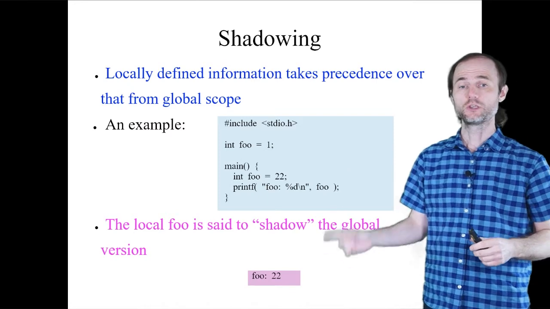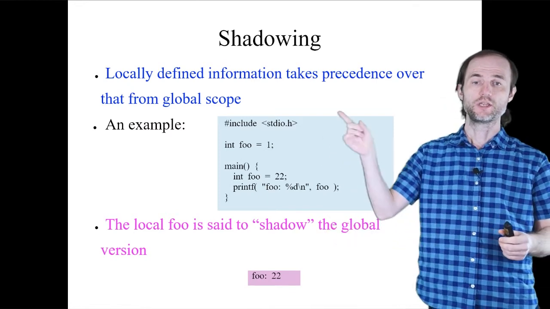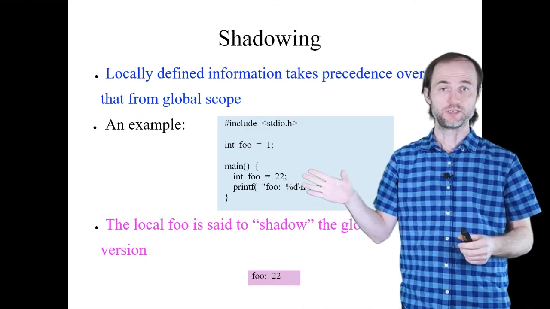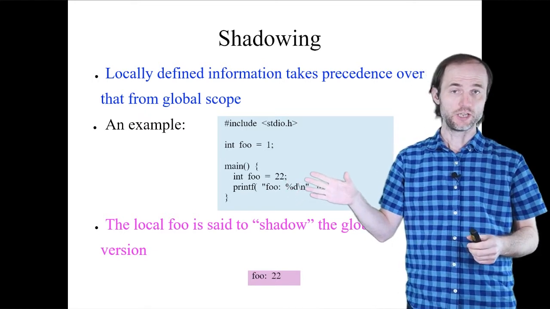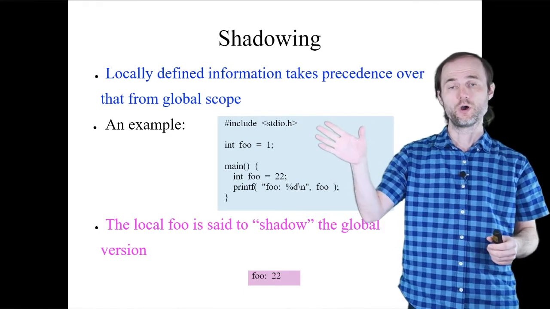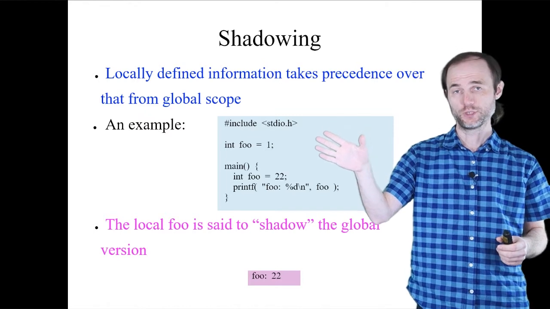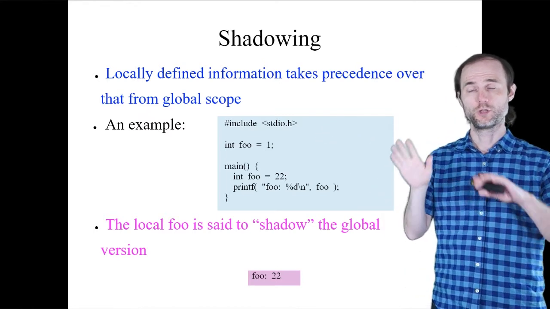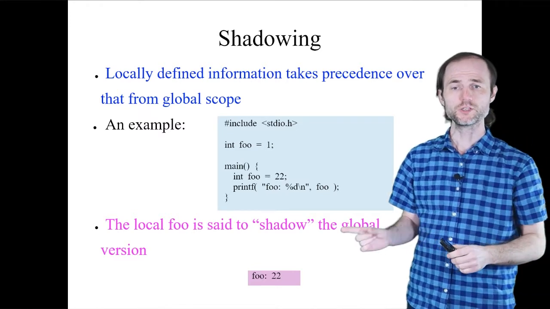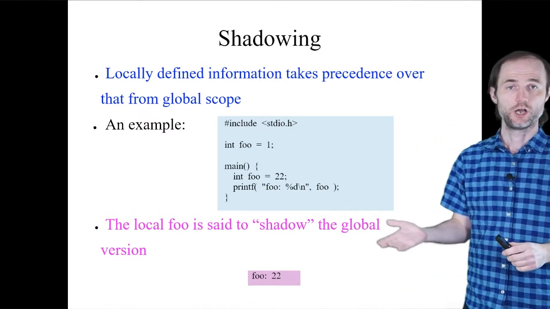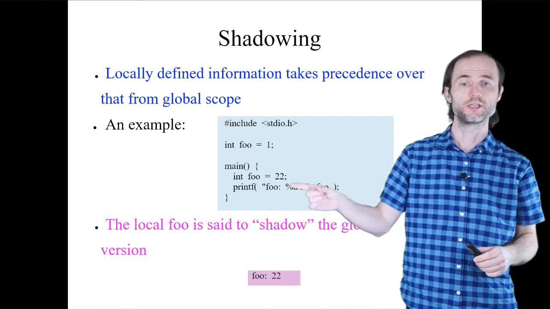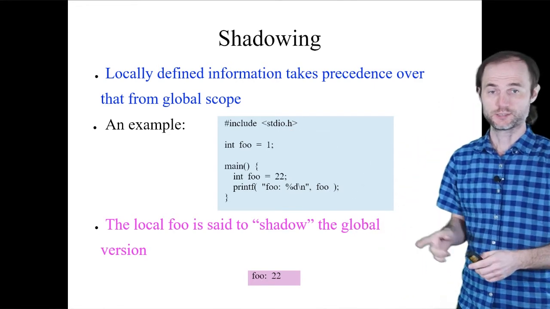And the local variable is shadowing the global variable, meaning that once a local variable has been defined or declared, its value will override the value of the variable from the global scope. So the global scope variable will be kind of covered by the local variable, it will be shadowed. So in this case, the local variable foo is shadowing the global variable, and so when you print out the value of foo, you're going to get 22, not 1, inside of main.